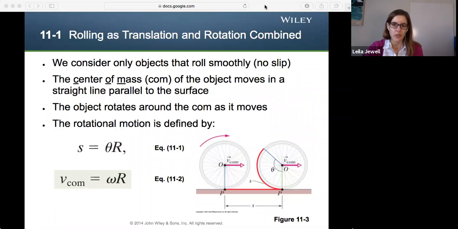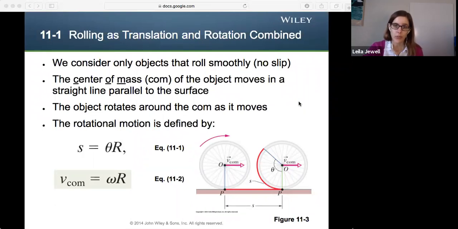Okay, so first, we're only going to consider objects that roll smoothly. So we're not going to worry about any slip, but we're going to assume that it's just a nice steady forward roll. Also, with these things, the center of mass, or COM, of the object moves in a straight line parallel to the surface. That was that yellow light on the previous slide. If it is this smooth rolling, the center of mass will always be moving in that straight line. The object, though, is rotating about the center of mass as it moves.